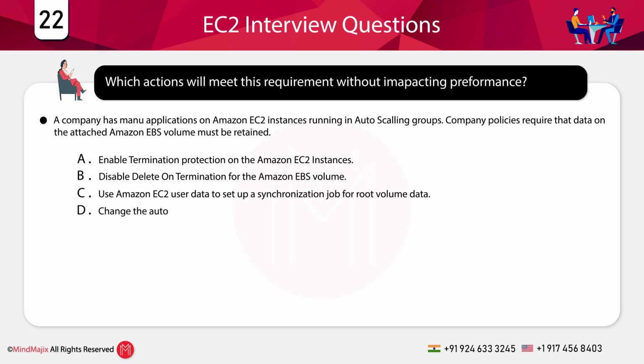Change the auto scaling health check to point to the source on root volume. Now how will this help me? Okay, this will point to the root volume, but how do I save it? I want to secure the EBS volume. So that will be possible using B. The other options are making no sense. So here I'll choose option B.